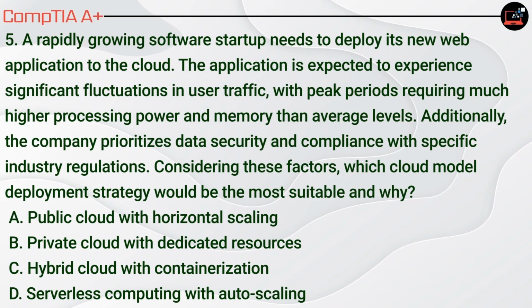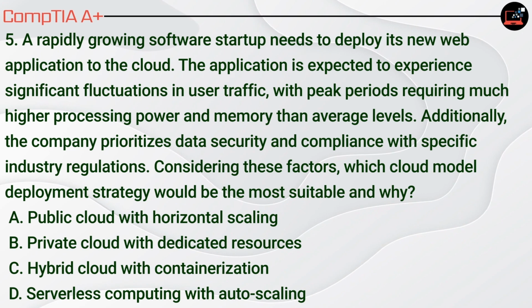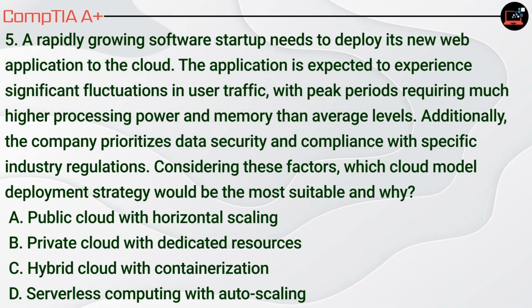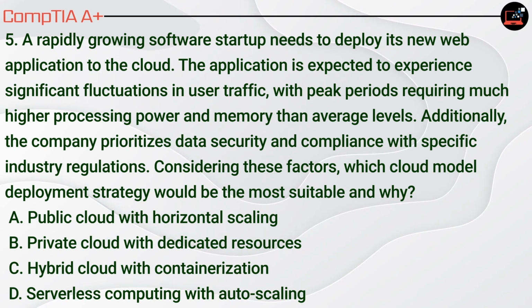Five. A rapidly growing software startup needs to deploy its new web application to the cloud. The application is expected to experience significant fluctuations in user traffic, with peak periods requiring much higher processing power and memory than average levels. Additionally, the company prioritizes data security and compliance with specific industry regulations. Considering these factors, which cloud model deployment strategy would be the most suitable and why?